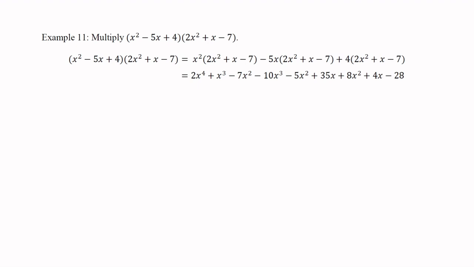We only have one x to the fourth term, so that will come down. We have two x cubed terms. We have x cubed minus 10x cubed, which gives us negative 9x cubed. We have three x squared terms, negative 7x squared, negative 5x squared, and 8x squared. When you combine those, you get negative 4x squared. Then we move on to our x terms. 35x and 4x make 39x. And then finally, negative 28 on the end.